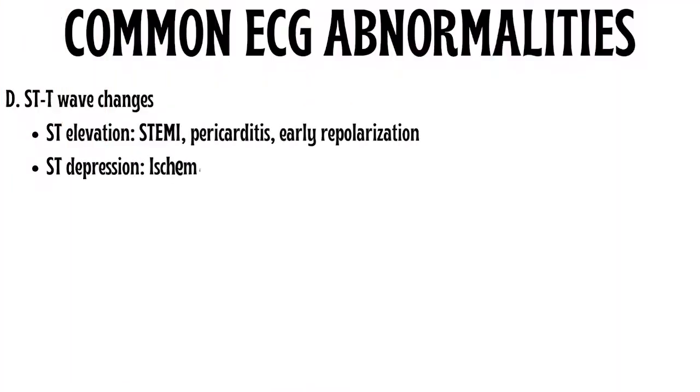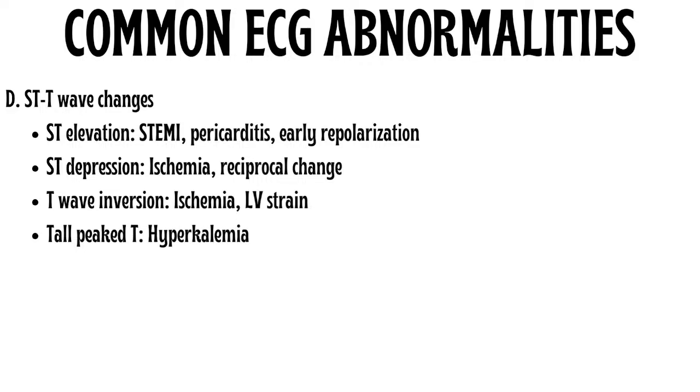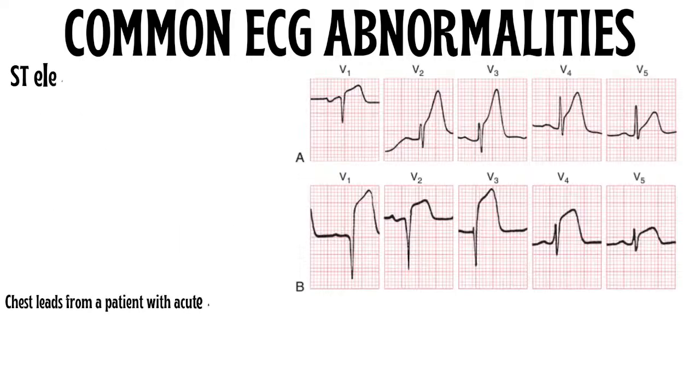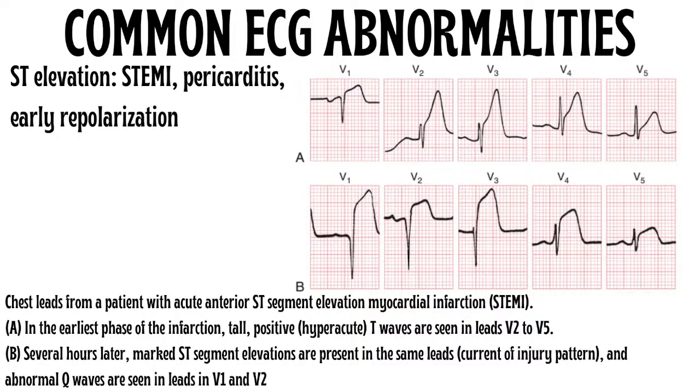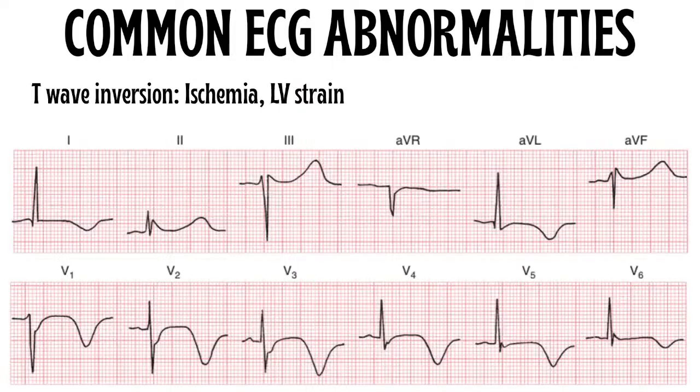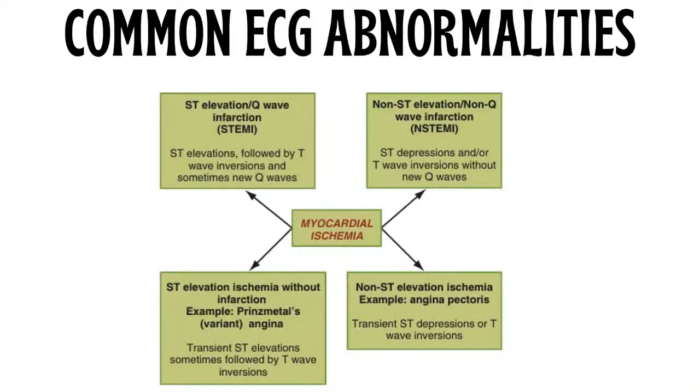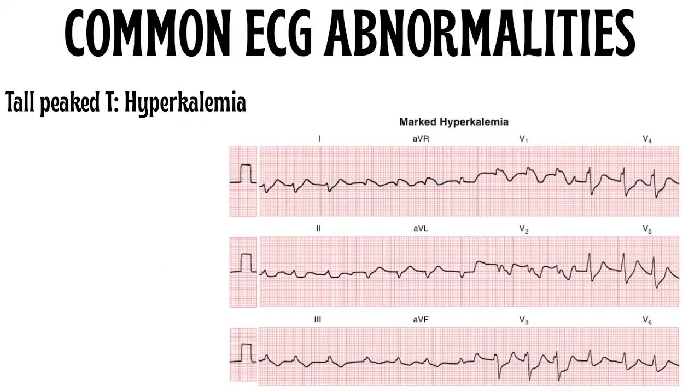ST elevation may indicate acute myocardial infarction, pericarditis, or early repolarization. ST depression suggests myocardial ischemia or reciprocal change. T wave inversion may reflect ischemia or ventricular strain. Tall, peaked T waves are characteristic of hyperkalemia.